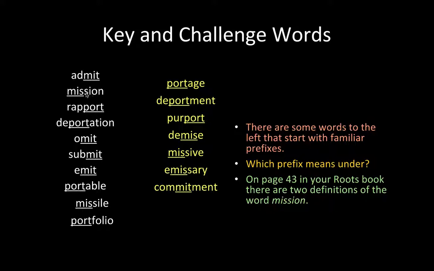So words don't just have one meaning. Some of these words will have more than one.